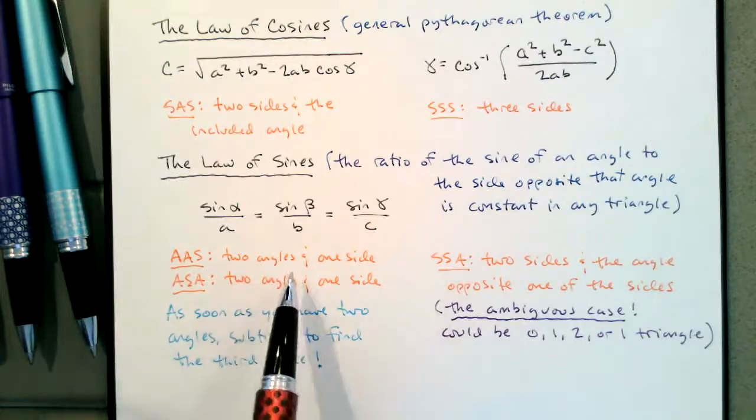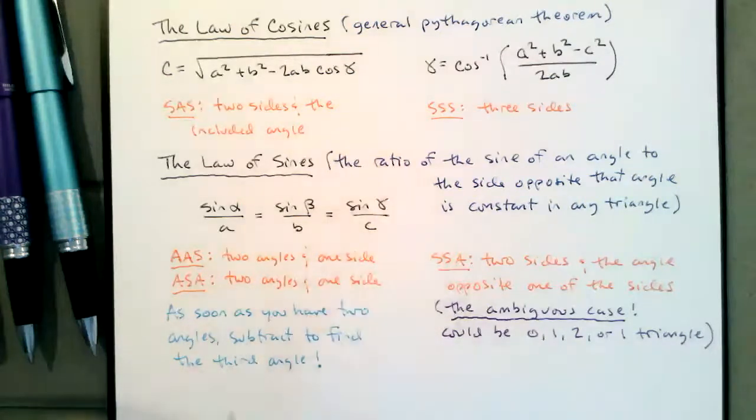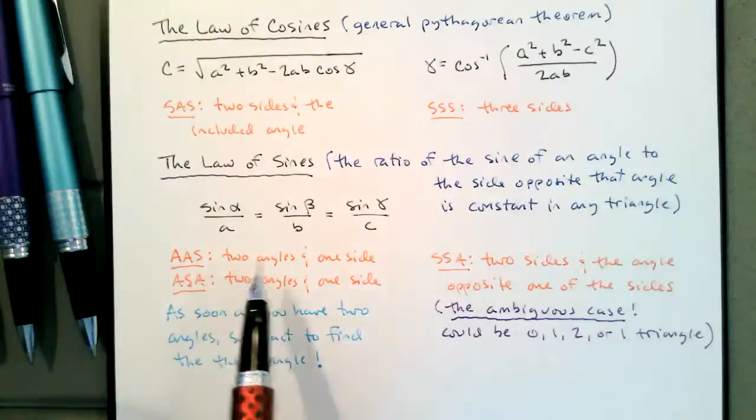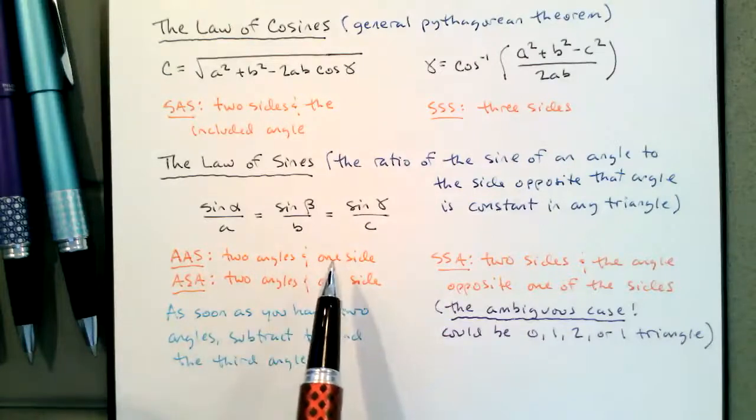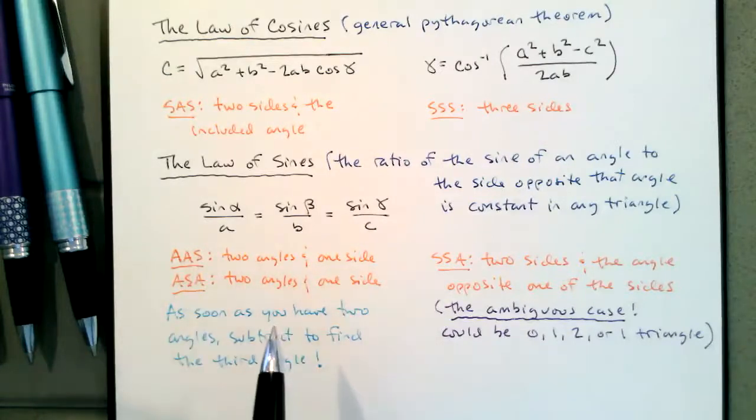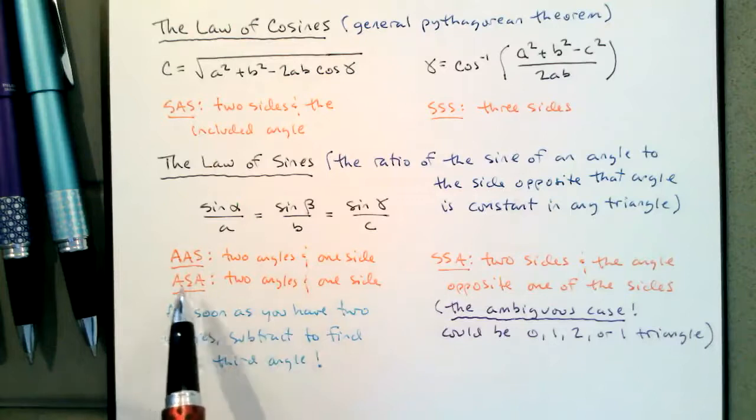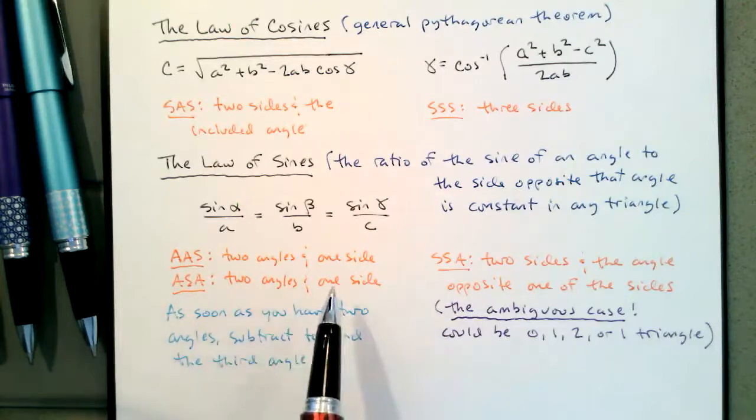If we have 2 angles and 1 side, that's the case for the law of sines. Sometimes these are listed twice. Angle, angle, side. This is 2 angles and 1 side, a side opposite one of those angles. And ASA for angle, side, angle. That would be 2 angles and the included side.